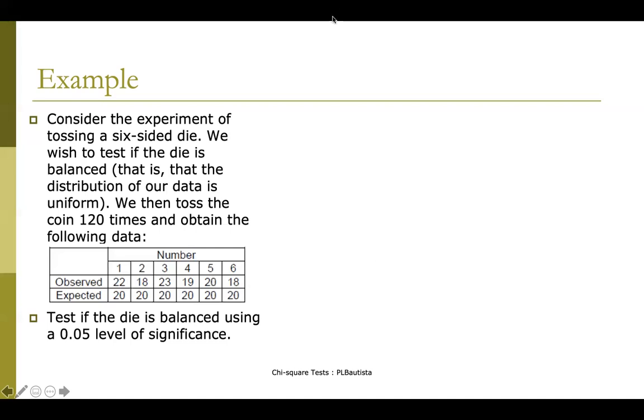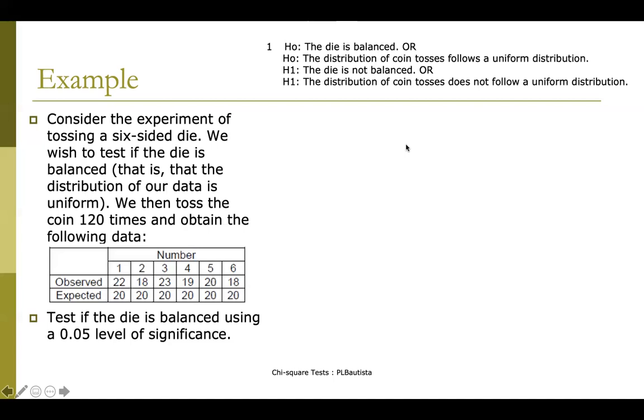So using the null and alternative hypothesis that we mentioned in the previous slide, we can use the following as our null hypothesis. We can use the die is balanced, or we can say that the distribution of die tosses follows a uniform distribution. For the alternative, we might say that the die is not balanced, or that the distribution of die tosses does not follow a uniform distribution. So applying again the steps of hypothesis testing, for step 2, we have alpha equal to 0.05.